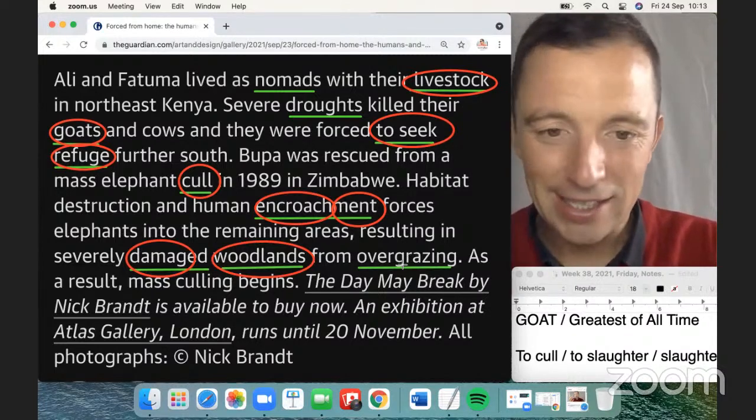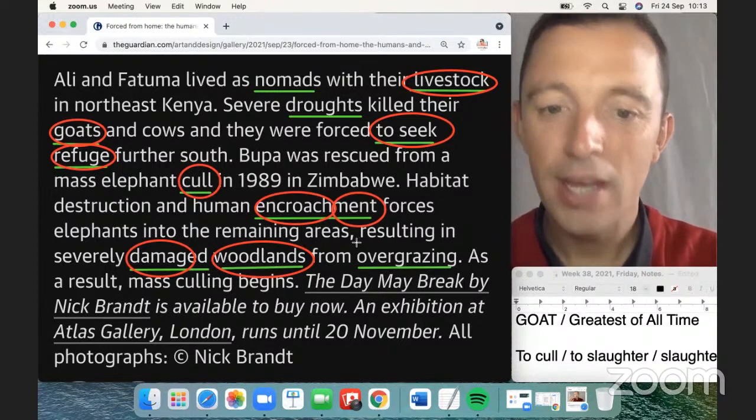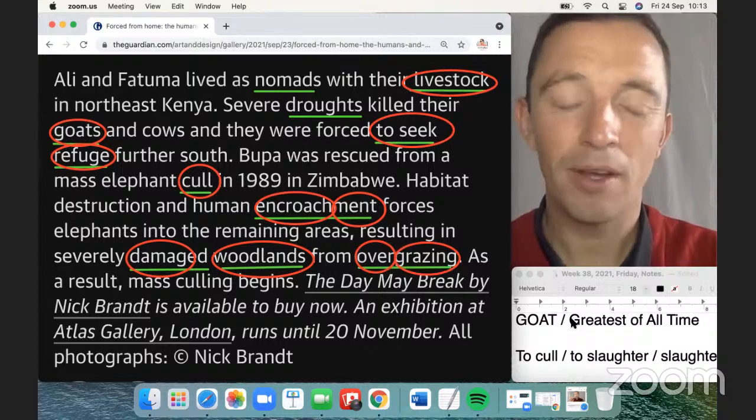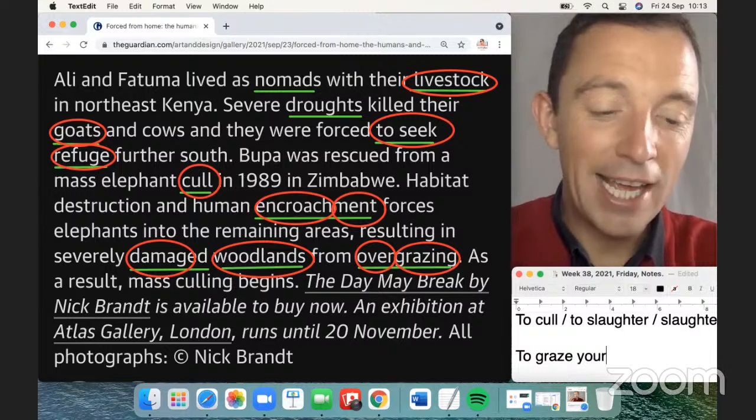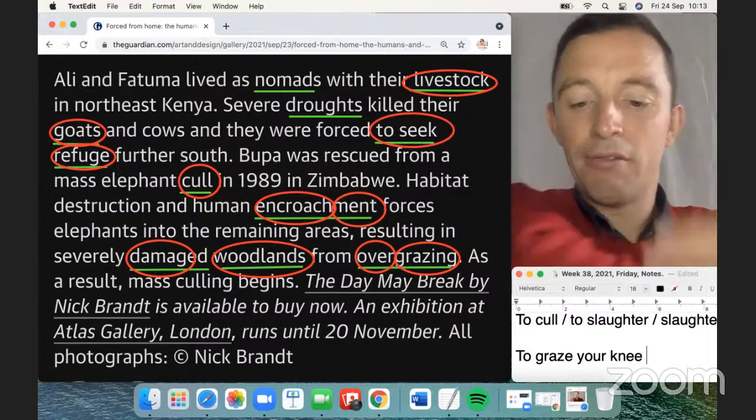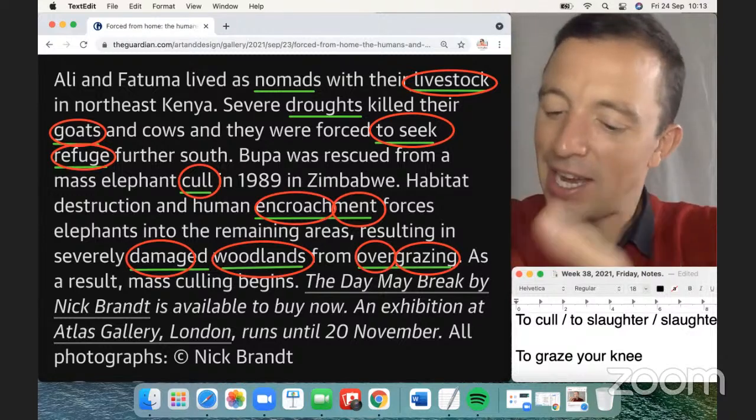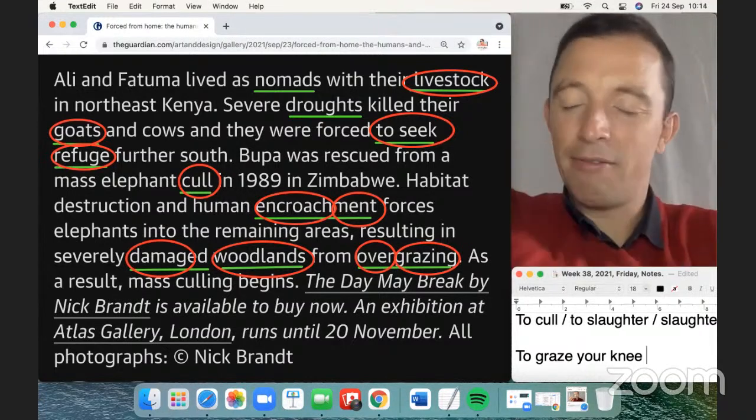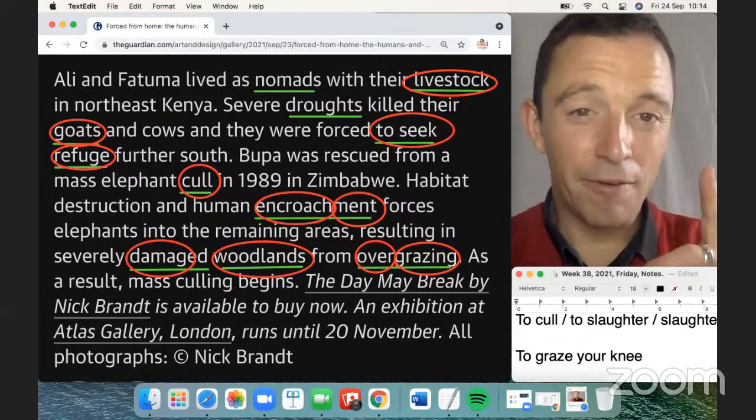Okay, the next verb is very important, related to animals. The prefix is over and the verb is to graze. Okay, and let me explain a couple of examples. To graze your knee. For example, the part of the leg is your knee, or your elbow. If you graze your elbow because you fall and you cut, but it's not exactly this direction, it's more this direction. So to graze is when you have an action like this and you have a small cut. Okay, that's the first significance.